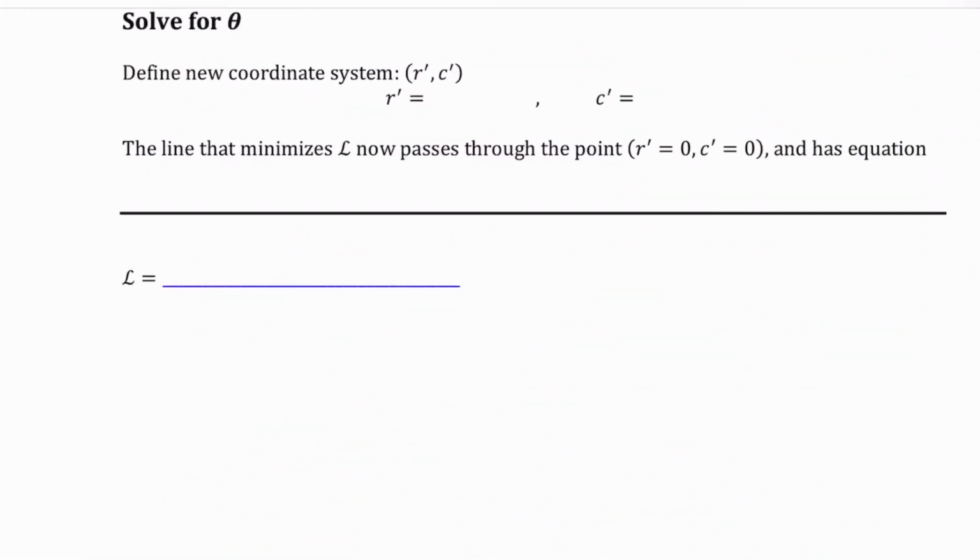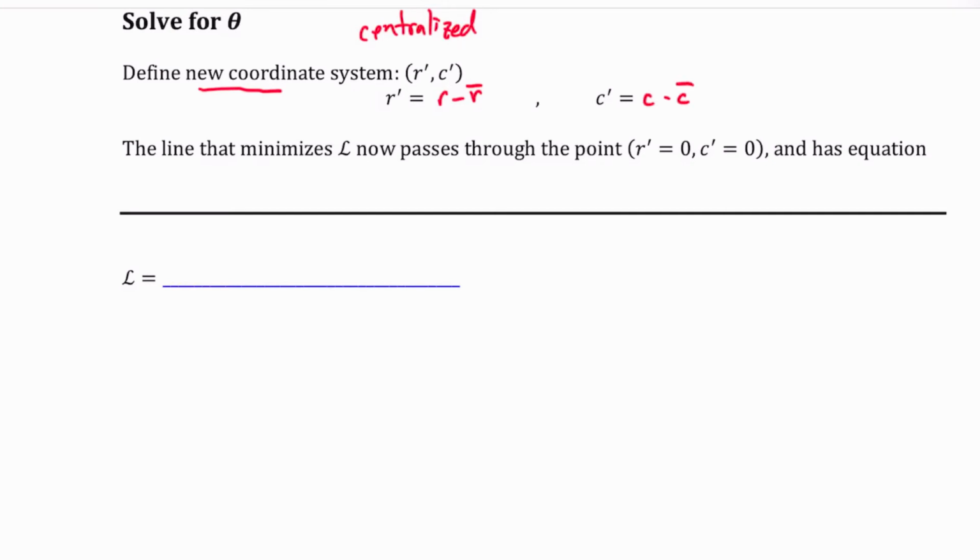We're going to do a mathematical trick here where we're going to give ourselves a new coordinate system, and we're going to call it the r bar c bar. We do this because we want the centralized values. It'll simplify our math, and so I'm going to say that r prime is equal to r minus r bar, so I'm subtracting off the mean, and c prime is equal to c minus c bar.